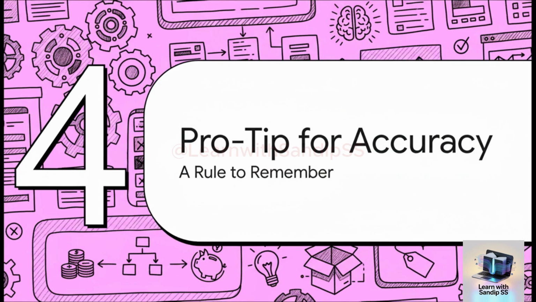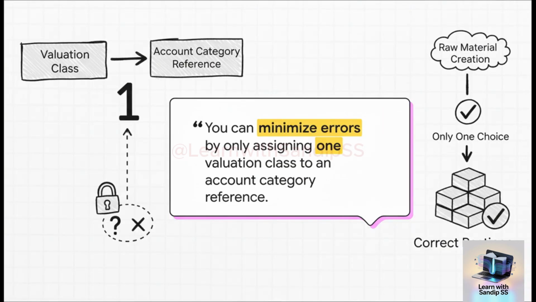Okay, before we wrap this up, I've got a great pro tip for you, pulled right from the source material. It's a simple little rule that can save you a ton of headaches and prevent some really common mistakes. And here it is. By assigning only one valuation class to an account category reference, you force a strict one-to-one relationship. So when a user creates a raw material, there is literally only one possible valuation class they can choose from. It just completely eliminates any ambiguity and pretty much removes the chance for human error when you're creating materials. It's a super simple rule for maximum accuracy.